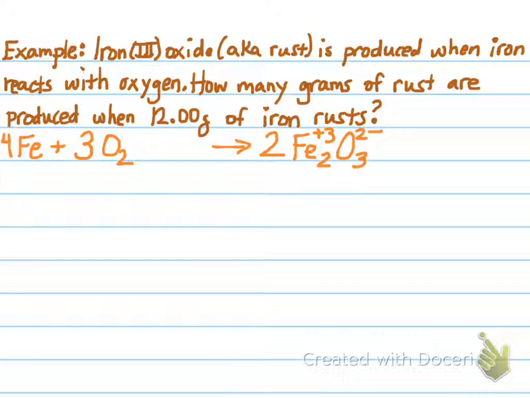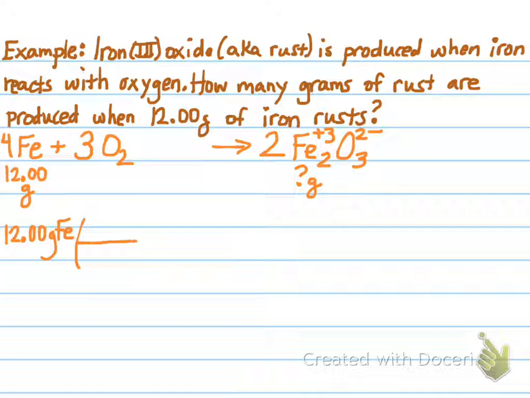Now, again, I like to summarize underneath my balanced equation what the story problem is asking me to do. It wants to know how many grams of rust, which is this, are produced when 12 grams of iron reacts. So this problem is asking me to take 12 grams of iron and figure out how many grams of iron 3 oxide that is. So again, I start with my given, which is my 12 grams of iron.